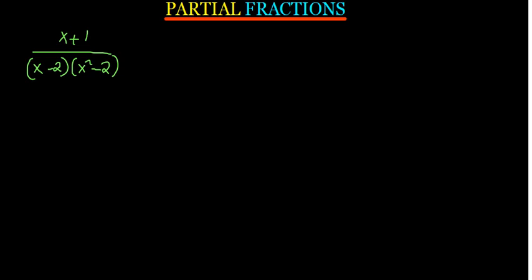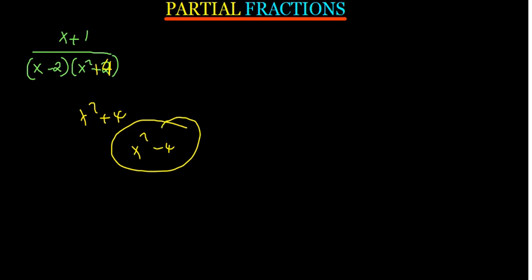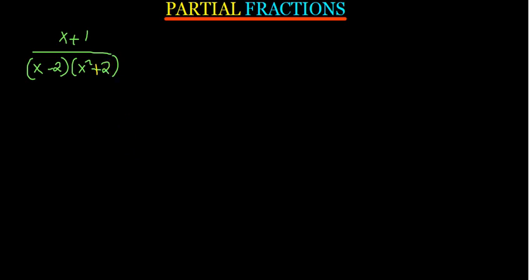Or I could have put a plus 4. X squared plus 4 can't be factorized. It is different from x squared minus 4. You can factorize that as a difference of two squares. X squared plus 4 is irreducible. So how can you work out this one where it is irreducible?